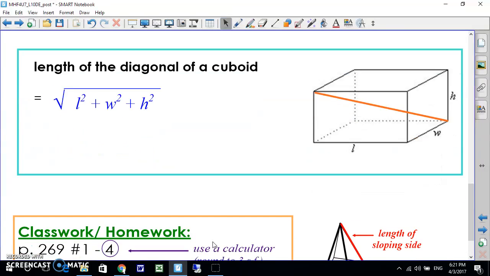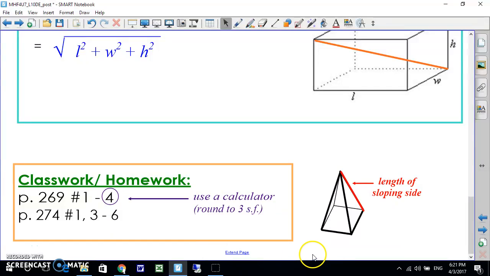So that's the end of this lesson. You can go ahead and work on the following questions as homework or classwork. In your homework, there are some questions that talk about the side length of the sloping side of a pyramid. When they refer to this, it is just one of the slanted edges on the pyramid. Okay, and that's it.